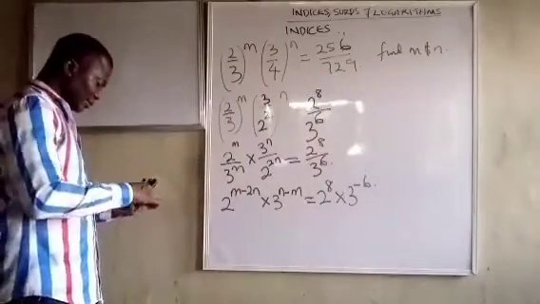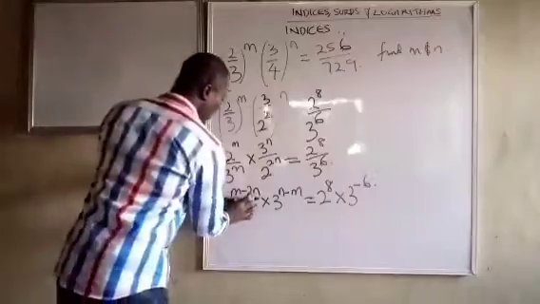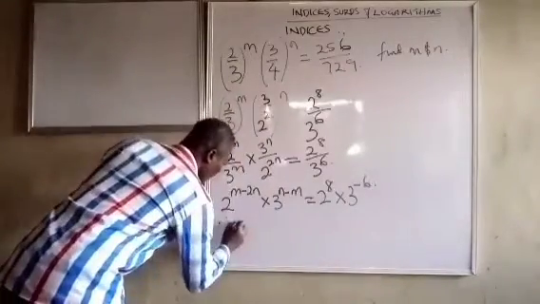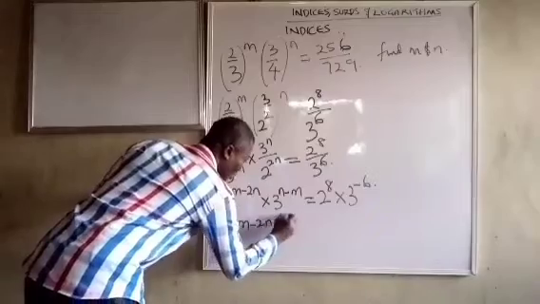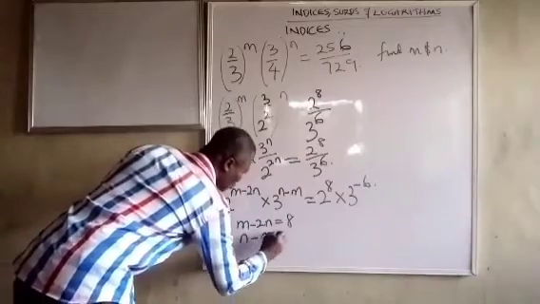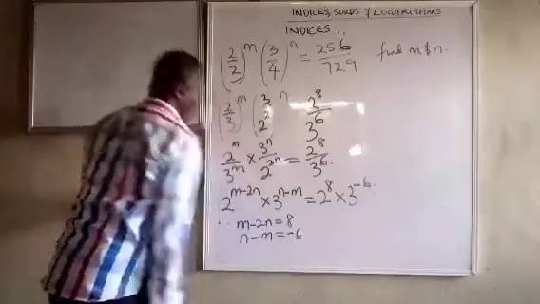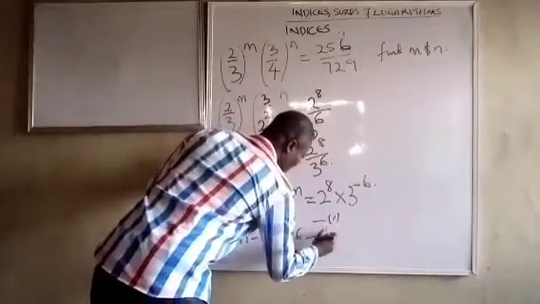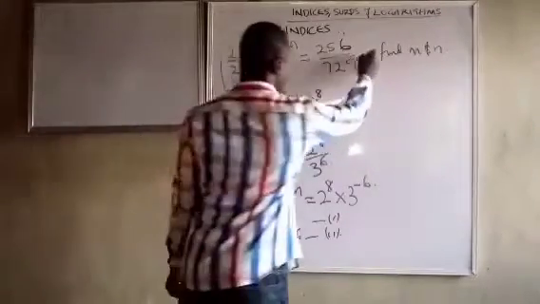Let's equate the powers. And how do we do that? The power of 2 is equal to this. The powers of 3 will be equal to this. Therefore, n minus 2n will be equal to 8. n minus n will be equal to minus 6. So if we add, let's call this one 1, let's call this one 2. So adding 1 and 2.